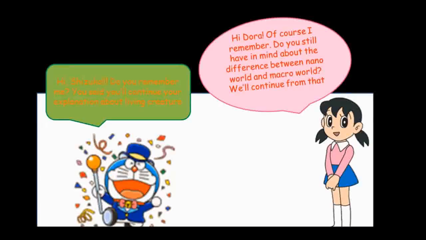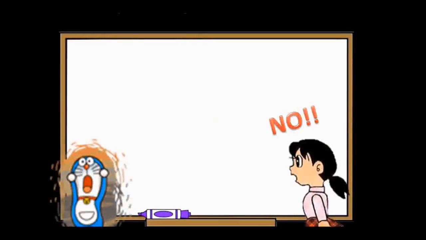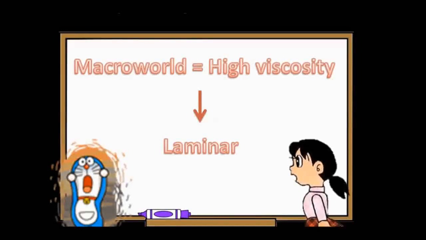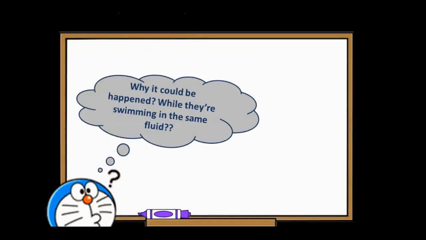I had discussed the differences between the macro world and the nano world in the previous video, and now we will learn the differences between living organisms like fish and bacterium and how they move. It will be the same, isn't it? No, it's different because they're feeling the fluid in a different way. In the nano world, water will be in a low viscosity, so the flow will be turbulent. Meanwhile, in the macro world, water will be in high viscosity, so the flow will be laminar. Why could that happen, when they are swimming in the same fluid?